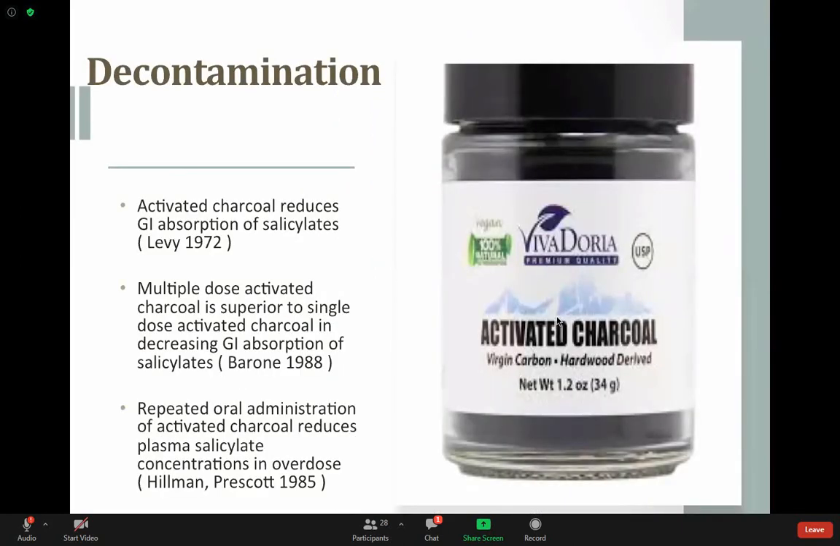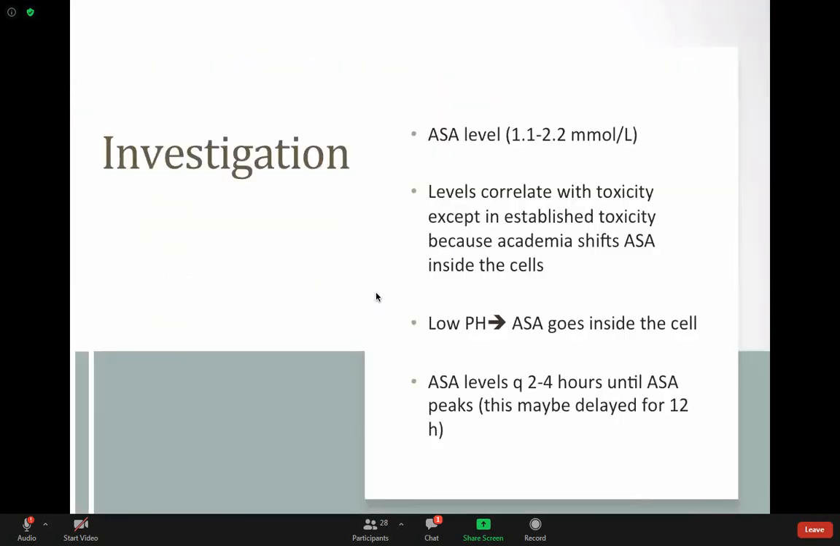Activated charcoal works very well to decrease aspirin level. So if they come early and they are stable, they are protecting their airway, and you still think there is aspirin in their gut, even after 2 hours, if they're well, I usually give them activated charcoal. Sometimes even 3 hours, and sometimes I give them 2 doses of activated charcoal if there is no contraindication. Okay.